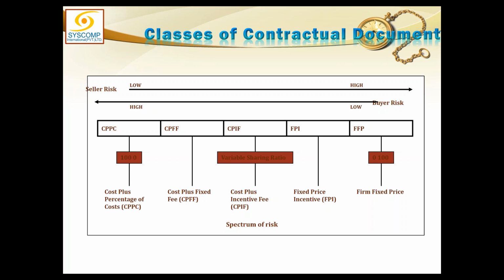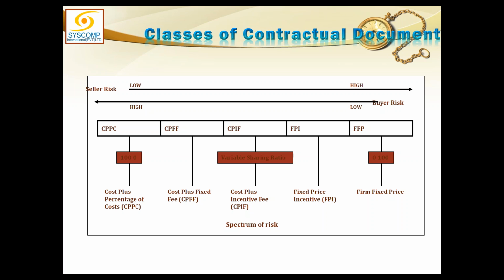Then is cost plus fixed fee. We agree with the contractor that we will reimburse the cost promptly, but as far as his services are concerned, we agree on a fixed amount that this is the money we will pay him at the end of the work, at the end of the job, as a compensation for doing this work. So this is the fixed fee agreed already.